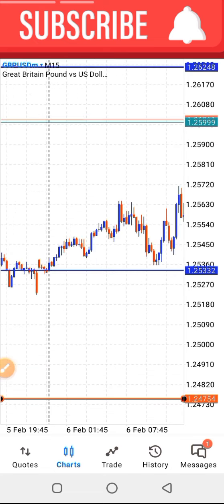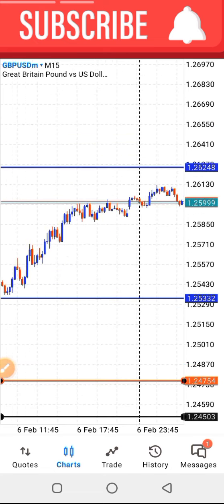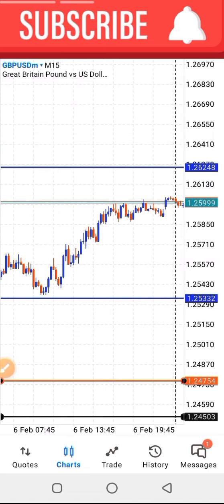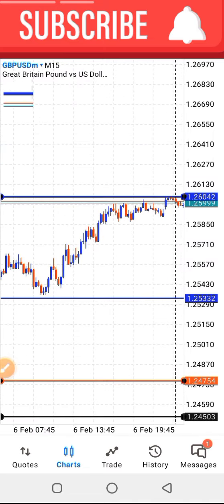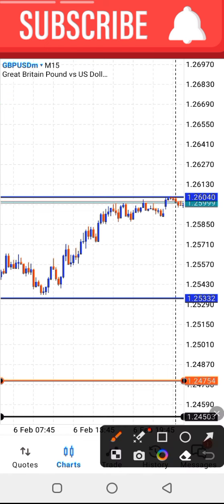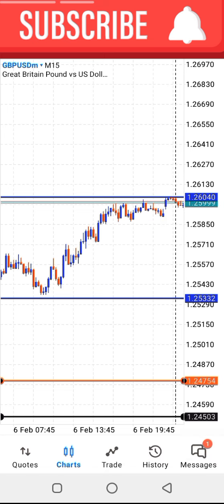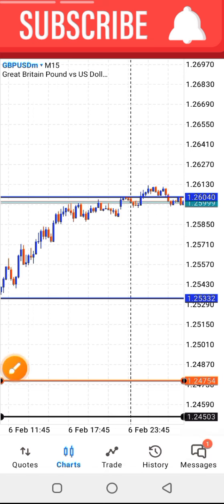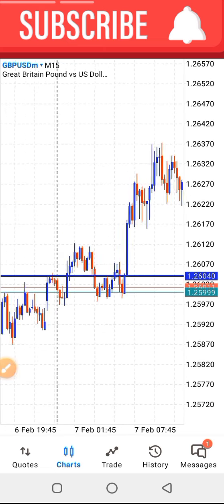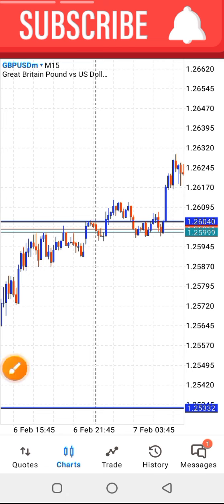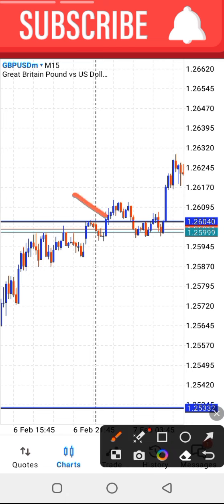So let's look for the highest point for Tuesday. The highest point for Tuesday is right here at the top. Okay, so that's the highest point right here. So let's see what happened. Good, there is a candle close outside of that. So you can see a candle closed outside of the highest points.